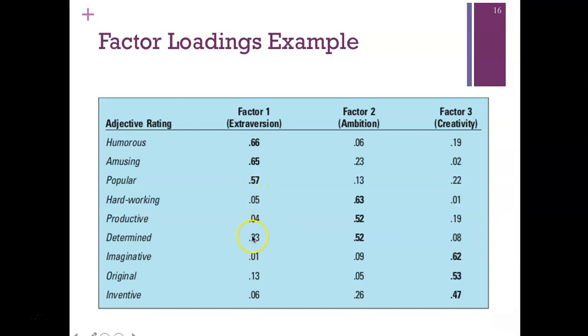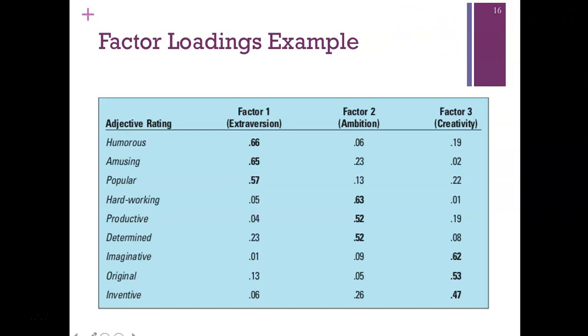You can think of these in terms of correlations, if that'll help. These are really low, right? But not bad for factor 2. Let me get my head out of the way here. And then for factor 3, imaginative, original, inventive, take a look over there at factor 3, creativity. 0.62, 0.53, 0.47. Compared to the loadings on the other 2 factors, it looks like those 3 adjectives, imaginative, original, inventive, all belong to creativity.